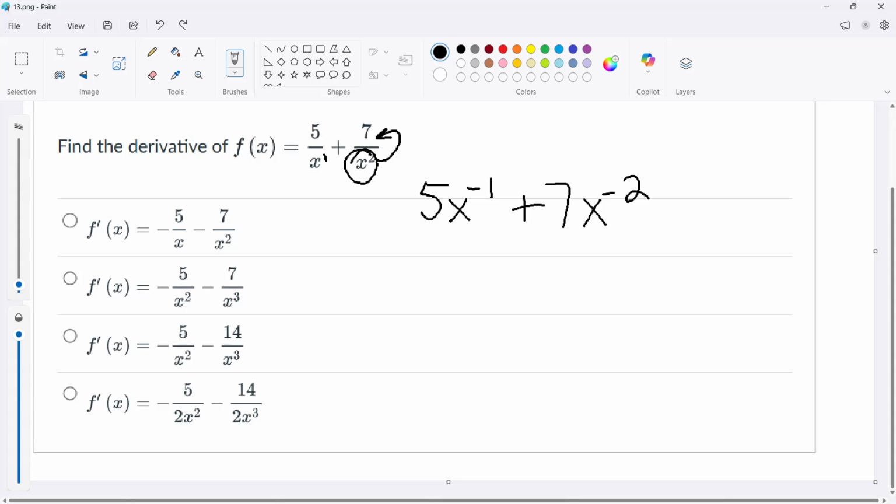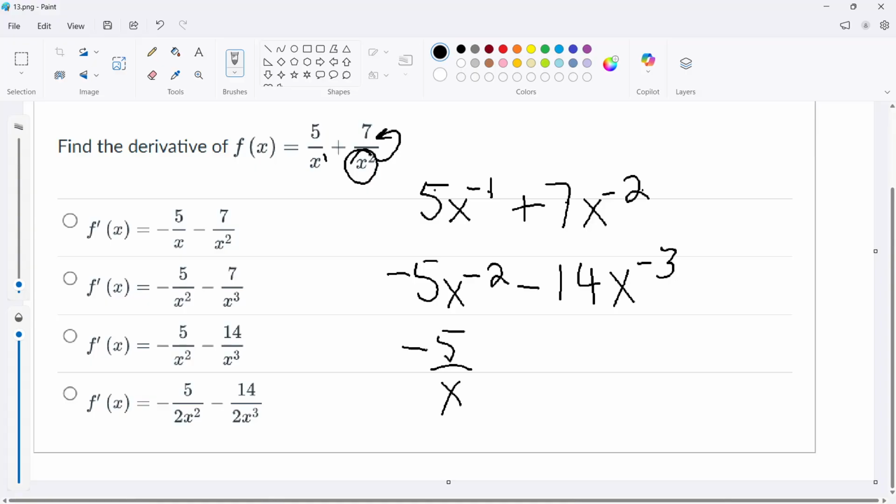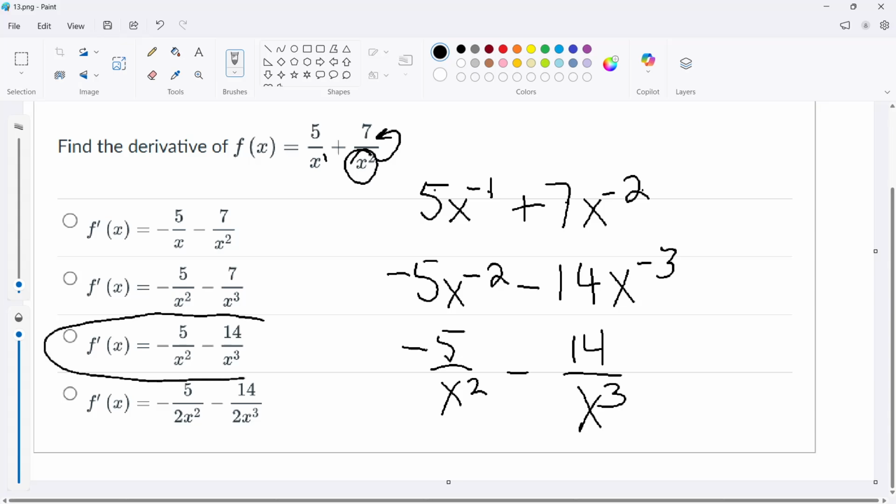So I'm going to use the power rule. Negative 1 times 5 is negative 5, and then negative 1 minus 1 is negative 2. Negative 2 times 7 is negative 14. Negative 2 minus 1 is negative 3. And now I'm putting them back in the denominator. If it's in the numerator, I can put it in the denominator and switch the sign of the exponent. So this is negative 5 over x squared minus 14 over x cubed. And it's this one.